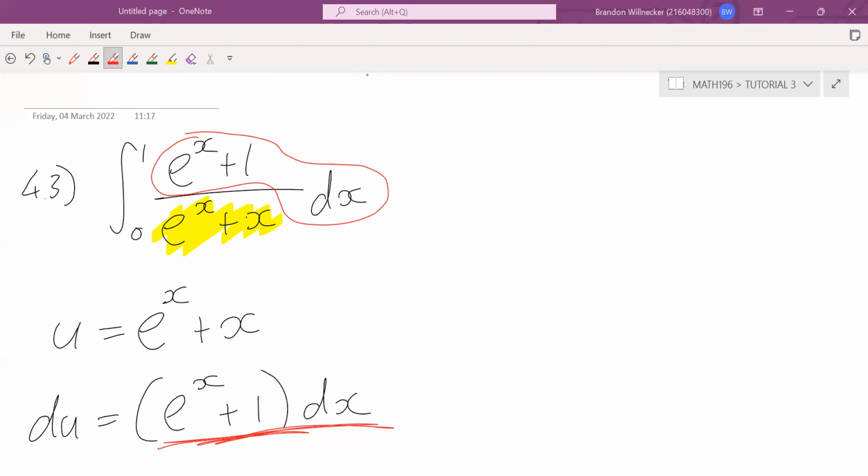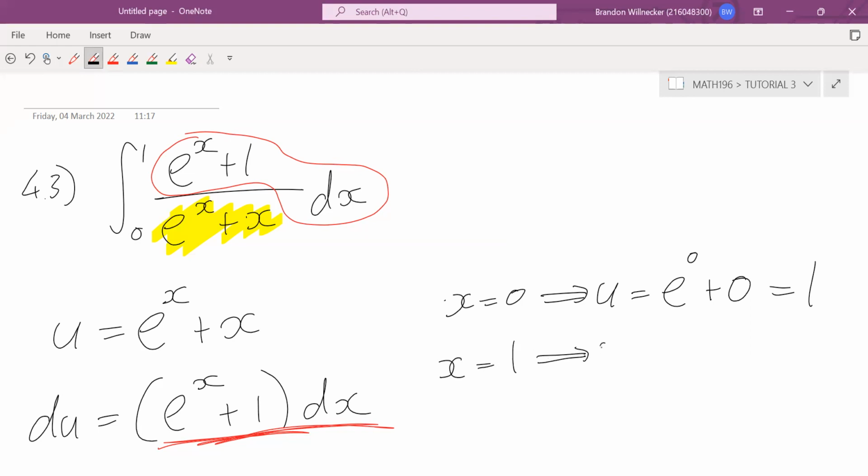Okay, so with this in mind, let's carry on. So we've got u, we've got du. Remember, we also need to change the bounds. So if x is equal to 0, then u is going to be e to the 0 plus 0. But remember, e to the 0 is 1, so we're just left with 1. What happens when x is 1? Well, then u is going to be e to the 1 plus 1. So we can just write that as e plus 1.